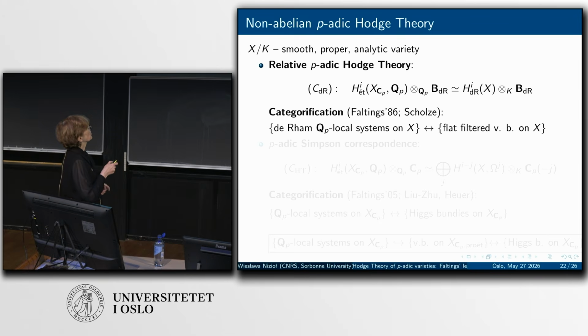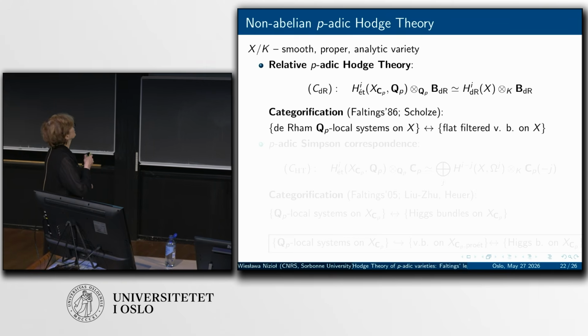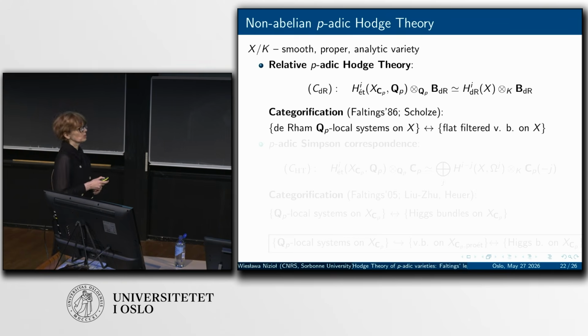So for de Rham cohomology, let's say, for local systems, we take flat filtered vector bundles on X. And the question is, what would be the corresponding category or subcategory of local systems for étale cohomology on the left-hand side? And by a recent work of Scholze, we know that this category should be the category of de Rham Q_p local systems.